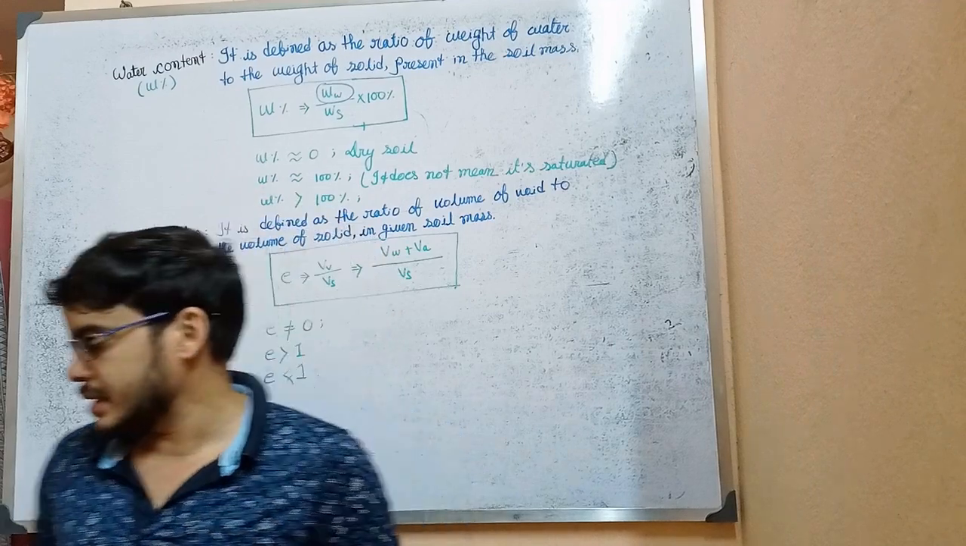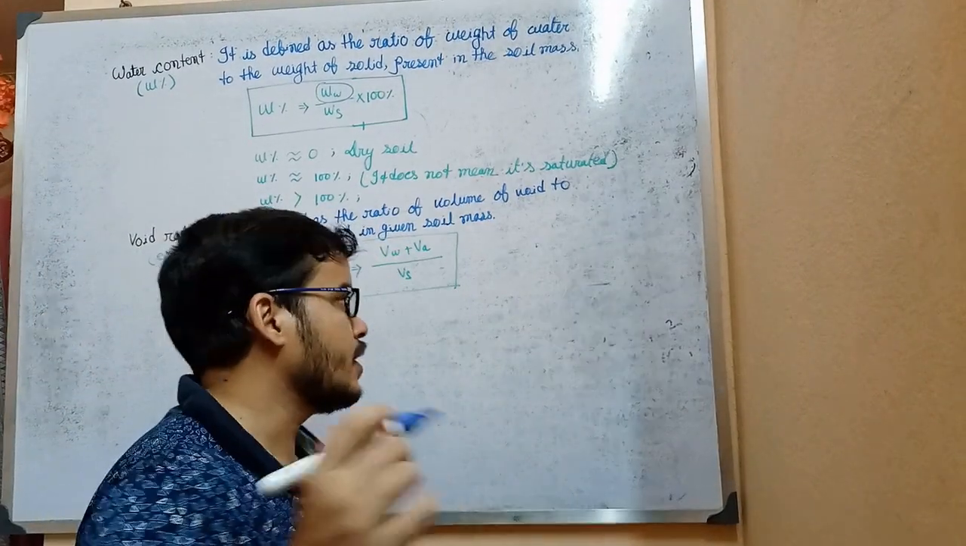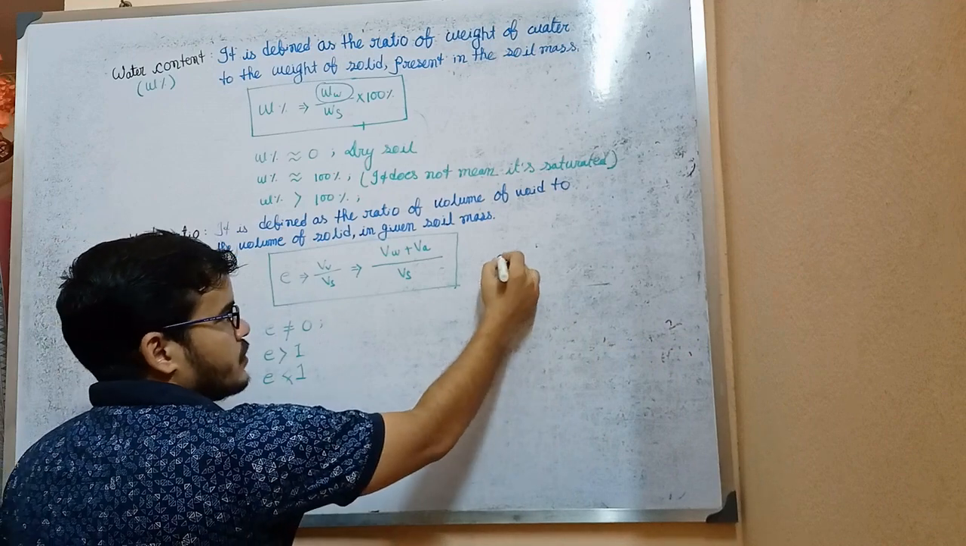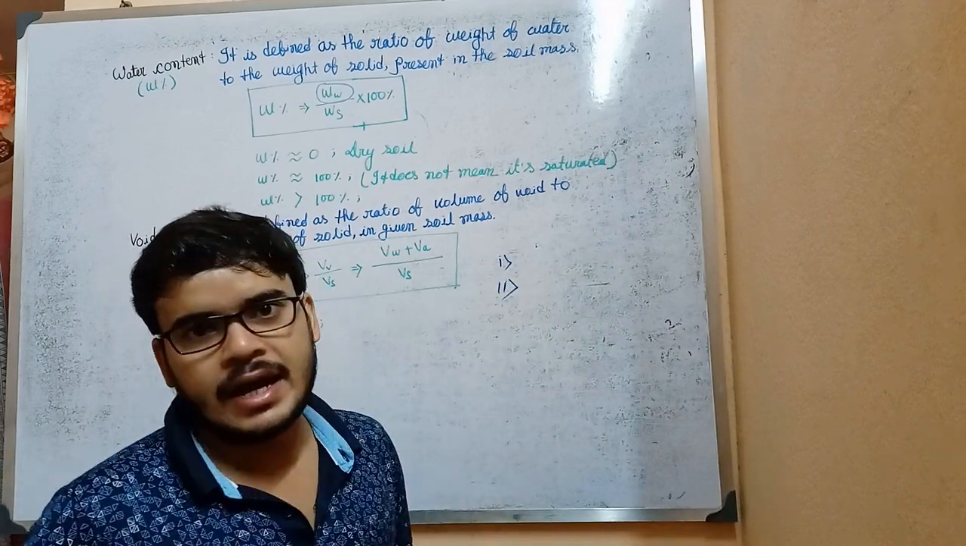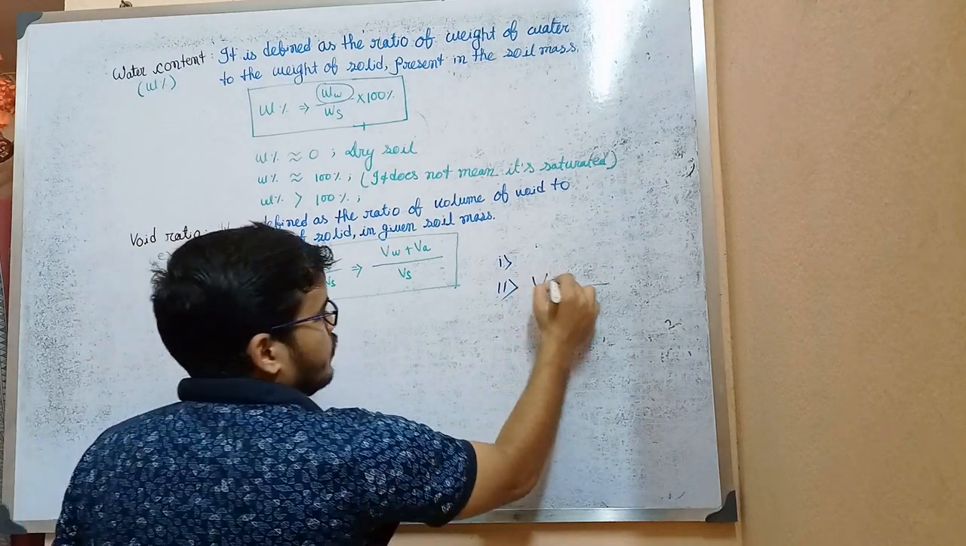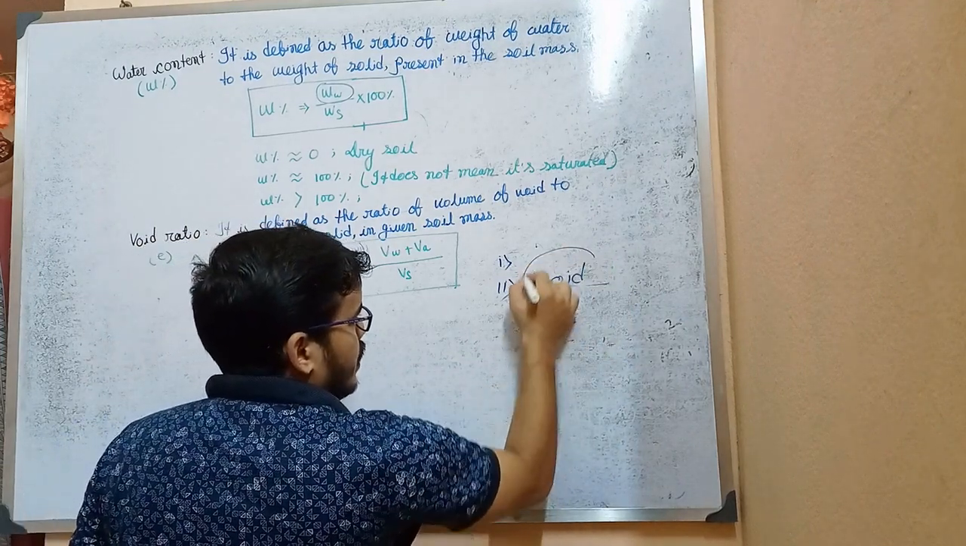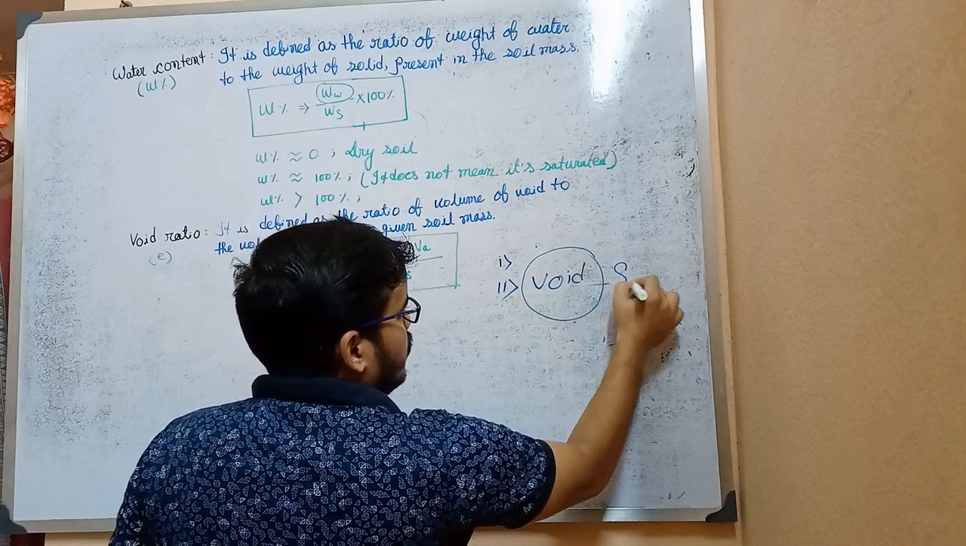Today we are going to learn some index properties of soil and why these properties are important. In my first lecture, we taught that soil is a porous structure, and soil has solids and voids, and we have to deal with all of these things.